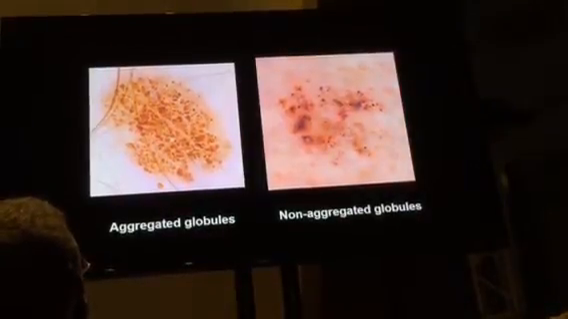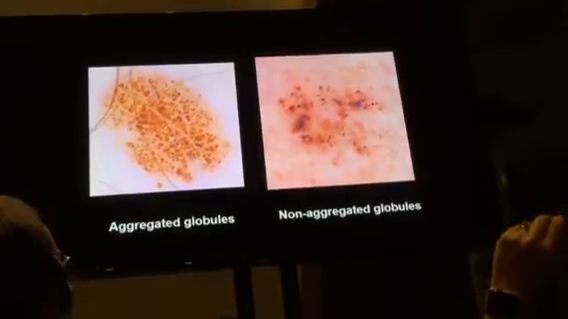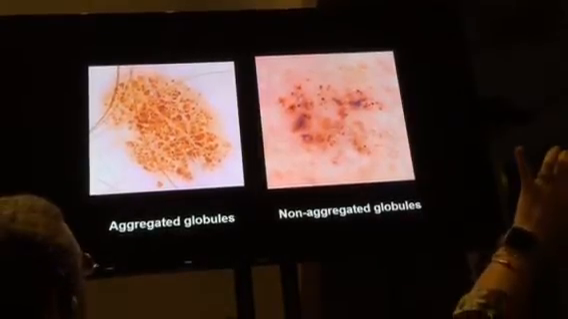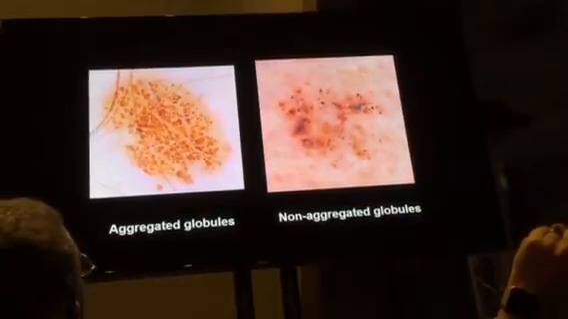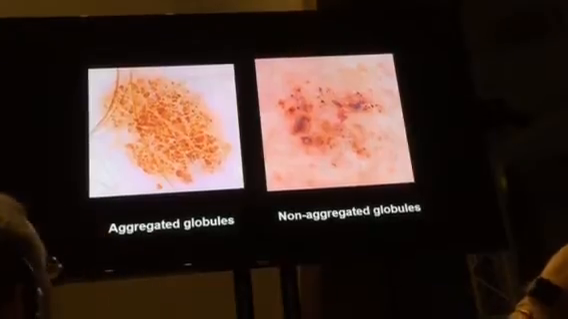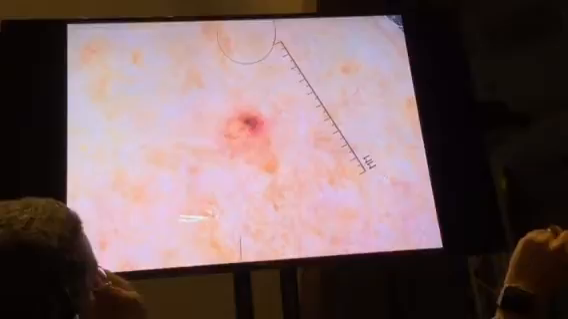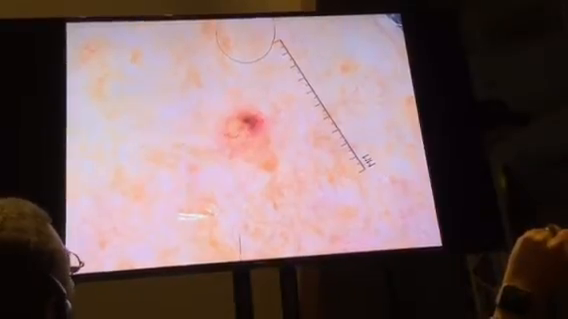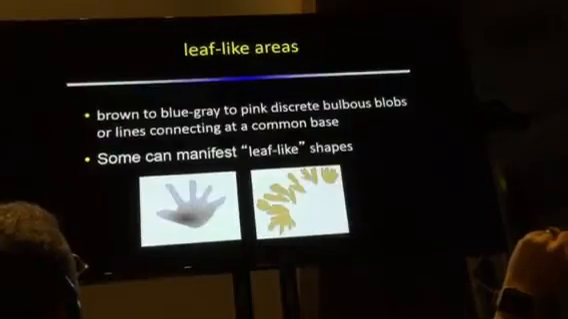In terms of aggregated versus non-aggregated, aggregated globules we tend to see in melanocytic lesions. They tend to be very tightly clustered together. Non-aggregated globules, you'll see a few here and here, a few here and here, a few here and here, not all aggregated together. Here's another example of a smaller bluish globule. Another example of dots and globules.